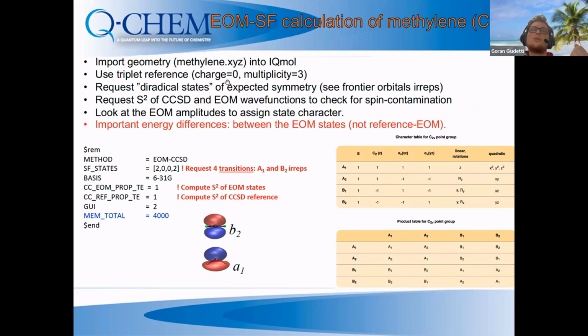You need to download the methylene structure from the drive. Once you load it in IQmol, you just need to change the multiplicity so that we start from a reference that has a triplet state. And these are all the keywords that you need in order to run the calculations. We are invoking a spin flip with the spin flip states keyword. Don't worry too much about the symmetry. We're going to discuss it in the breakout room.